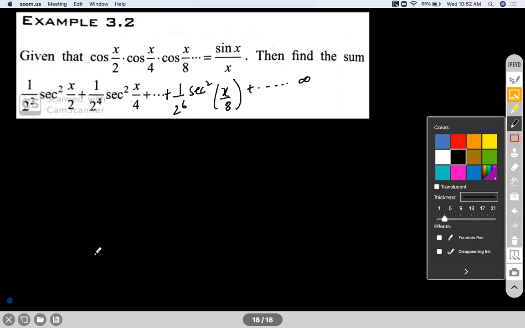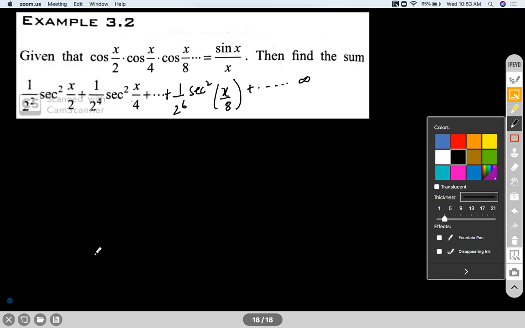Now you must be wondering, how does derivative feature in over here? Because you don't see a derivative term anywhere in this question. But that's the trick actually. But why is that sine x by x given? Just to make your life easy. If they wanted, they would not even have given that term. I want you to use that expression, actually. That's why.